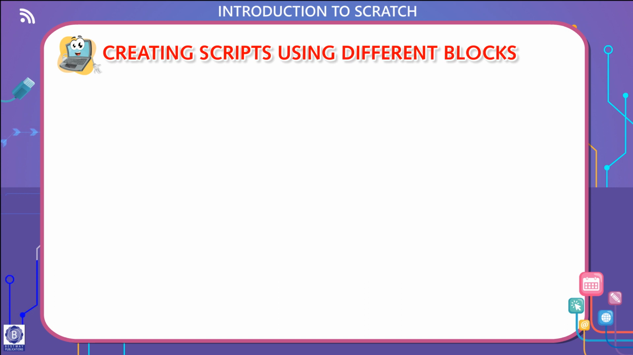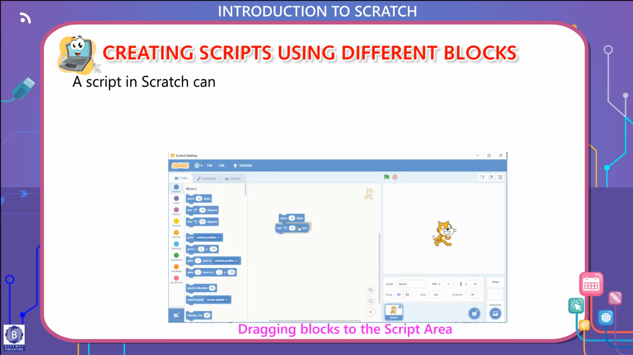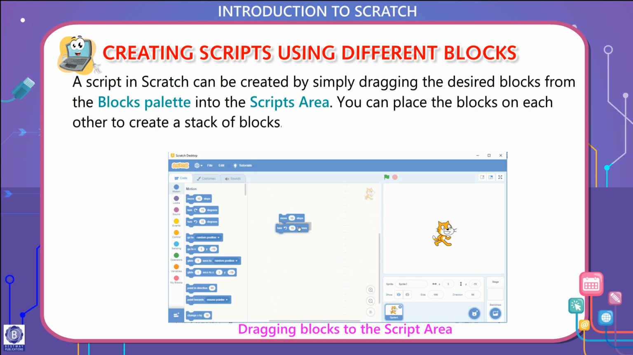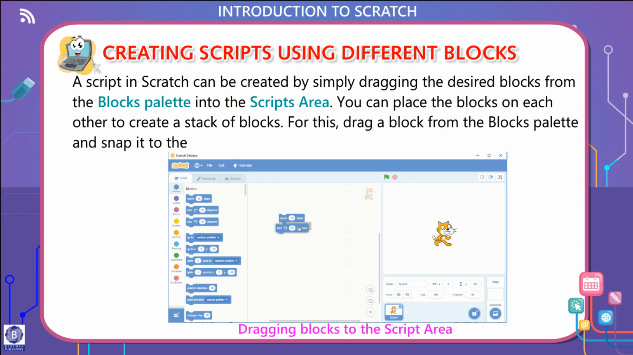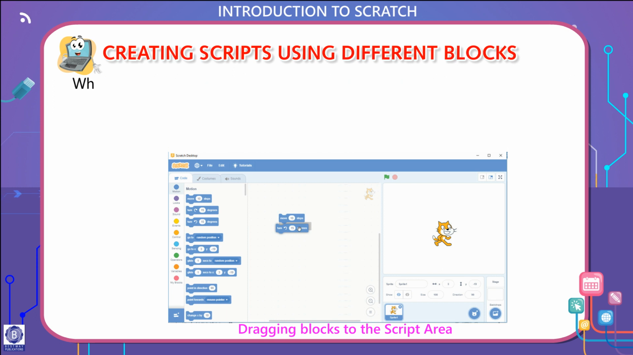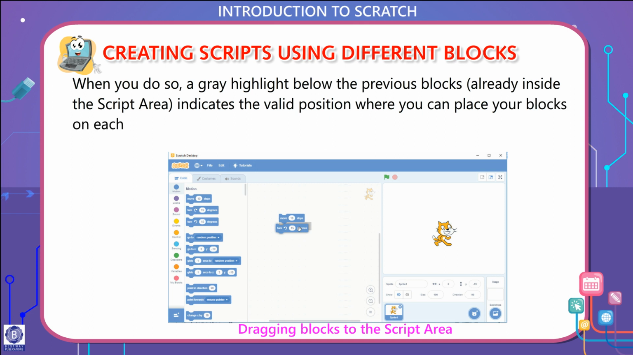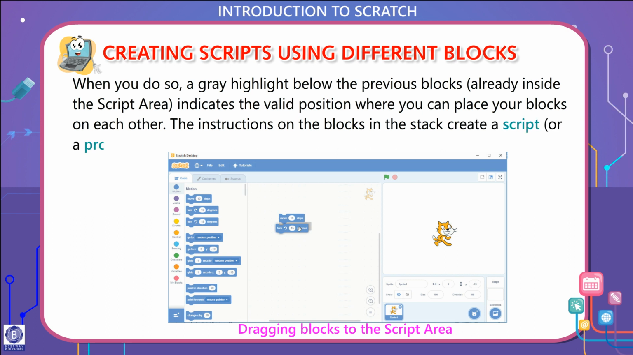Creating scripts using different blocks. A script in Scratch can be created by simply dragging the desired blocks from the blocks palette into the scripts area. You can place the blocks on each other to create a stack of blocks. For this, drag a block from the blocks palette and snap it to the one already in the script area. When you do so, a gray highlight below the previous blocks already inside the script area indicates the valid position where you can place your blocks on each other. The instructions on the blocks in the stack create a script or a program.